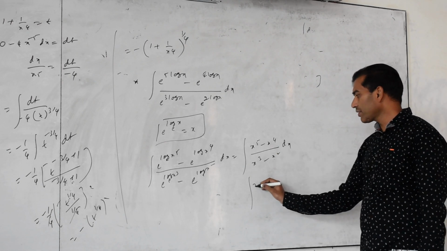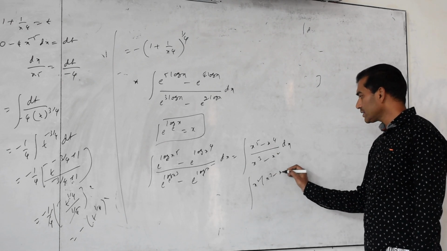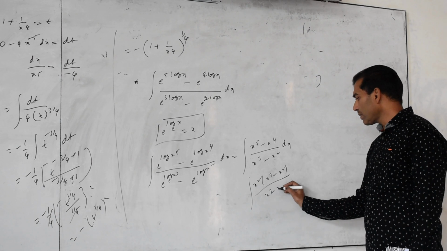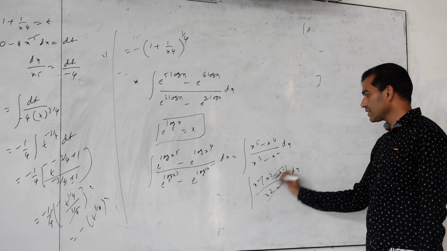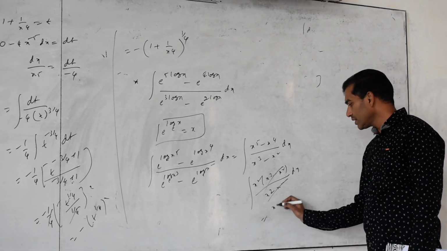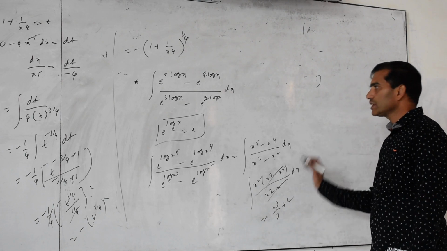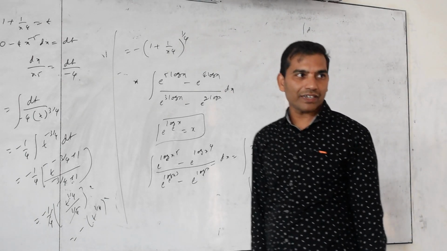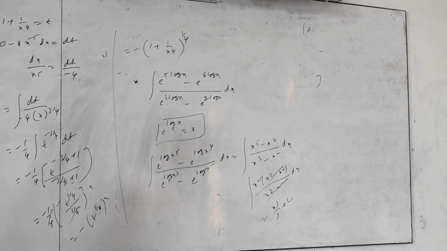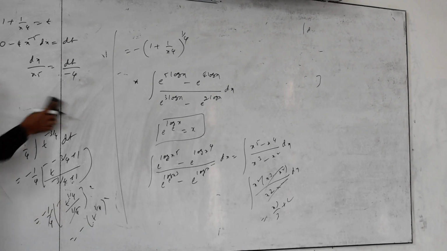We take x square common: x square into (x cube minus x) by (x cube minus x) dx. This gets cancelled. Integration of x square is x cube by 3 plus c. Plus c is for indefinite, not definite. Here also plus c is for this problem.